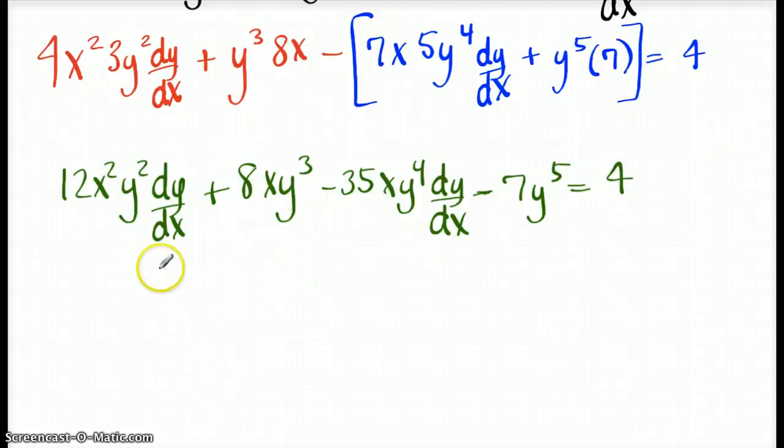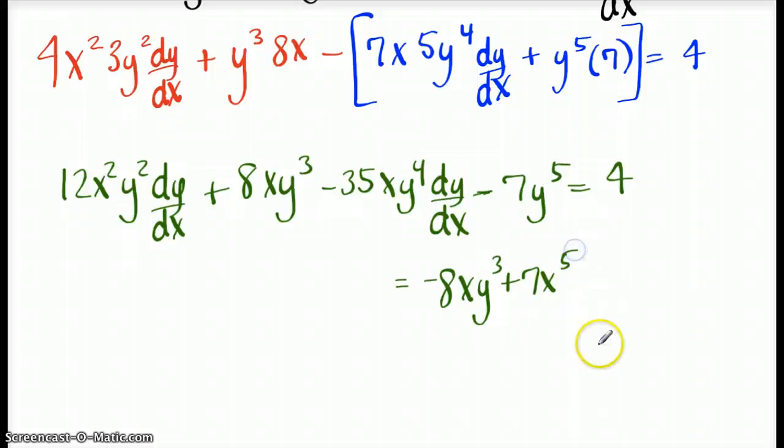All right, what do you think my first move is? Move over all the stuff that doesn't have dy/dx. Okay, get this one and this one on the other side. Questions? What do you think I can do with these two? I'm trying to get dy/dx by itself.